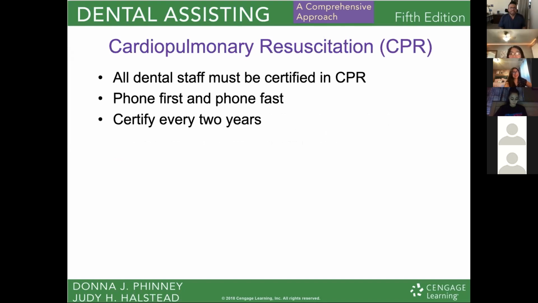Okay, sorry about that. CPR is short for cardiopulmonary resuscitation. The first order of business is to activate the EMS, which is the emergency medical system. Basically, what that means is you want to call 911. So you want to phone first and you want to phone fast. Every person on the dental staff must be certified in CPR, and CPR is usually recertified every 2 years.